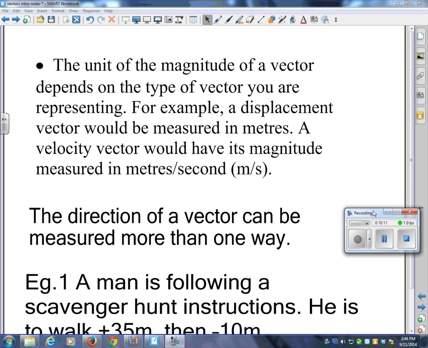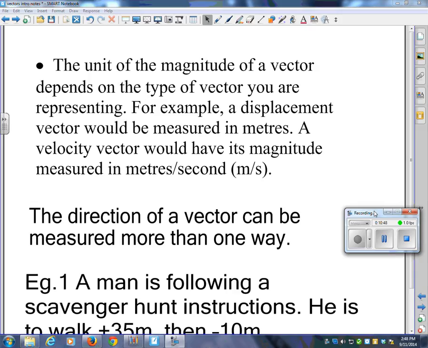People might say, Mr. Bennett, I don't know what units to put after my vector. You have to remember that vectors are not a quantity. Vectors are not like velocity. Vectors are not like force. It's a type of quantity. Okay? It's just a characteristic or more like a type, I guess, would be better. So the unit of the magnitude of a vector depends on the type of vector you're representing. For example, the displacement vector would be measured in meters. Velocity vector would be measured in meters per second. Force vectors would be measured in newtons, and so on. Okay? Don't worry about the units. Vectors don't have special units or anything like that.